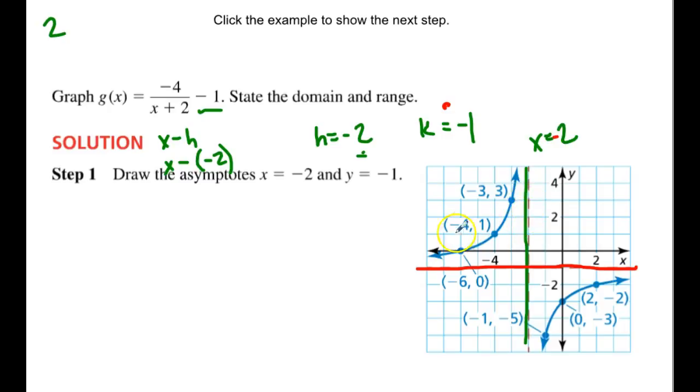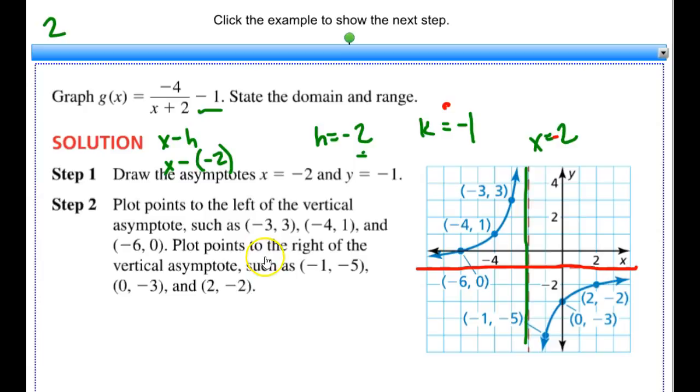So now I'm going to pick a couple points to the left and a couple points to the right of negative 2. So then I'm going to pick like negative 3, negative 4, negative 5, and I'll pick like negative 1, 0, and 1. Something that's easy for you to follow and continue on with. So I'm going to pick those points. They picked a couple different points than I did. And then really all you do is plug them in.